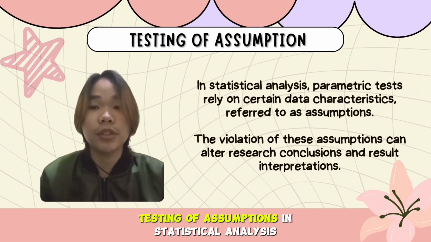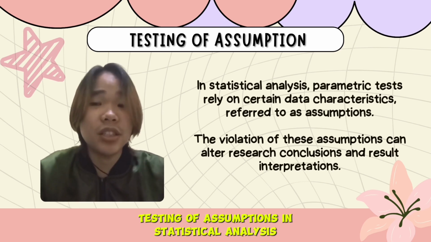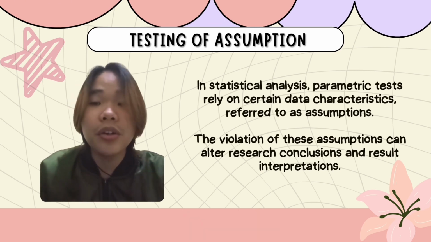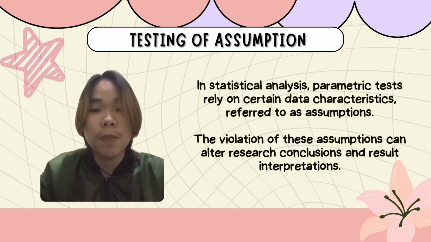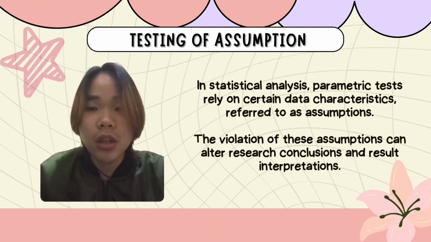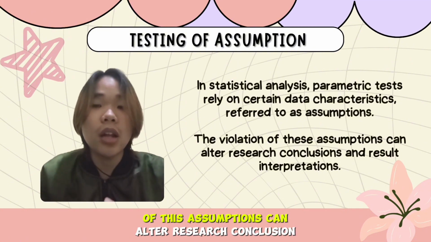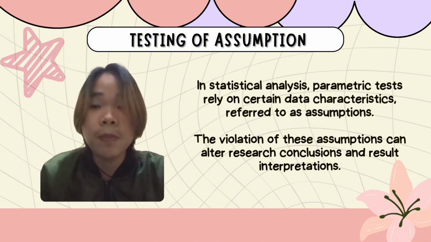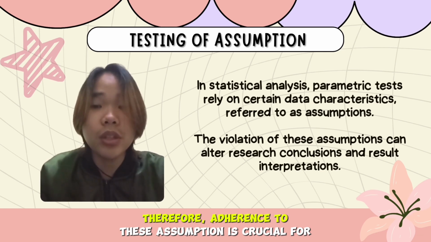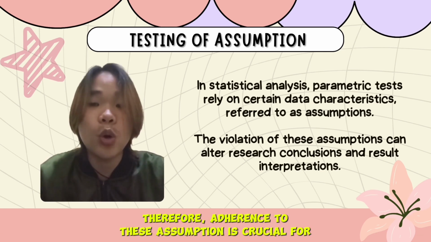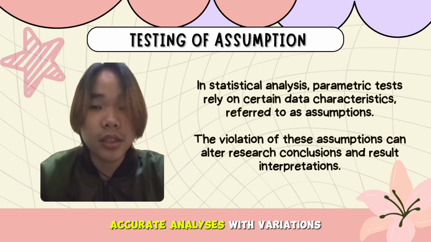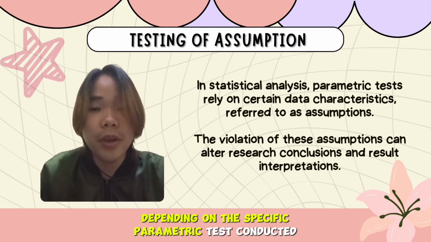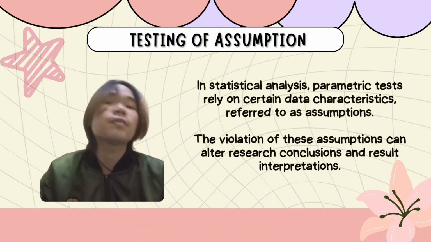Testing of assumptions. In statistical analysis, parametric tests rely on certain data characteristics referred to as assumptions. The violation of these assumptions can alter research conclusions and research interpretations. Therefore, adherence to these assumptions is crucial for accurate analysis, with variance depending on the specific parametric test conducted.